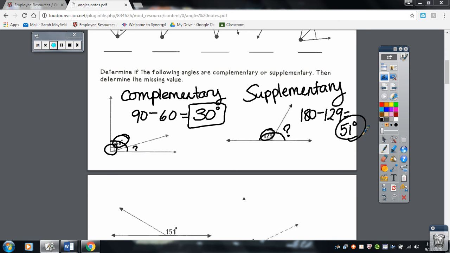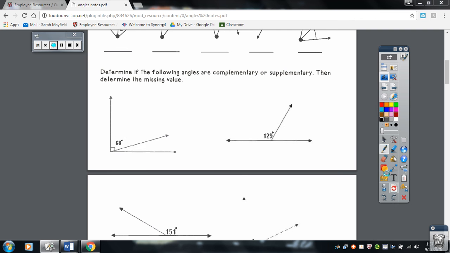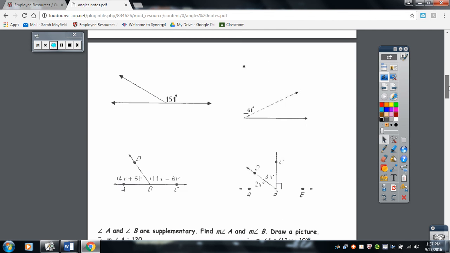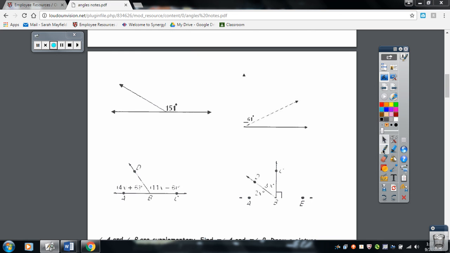If you're good, flip your page. These top two problems, this one and this one, I want you to pause the video and try these ones on your own. I believe your paper looks a little bit nicer than my photocopy, but it should look like this with 61 degrees. So, pause the video, answer those two questions. When you're good to go, unpause, and we'll go over them in class next class.